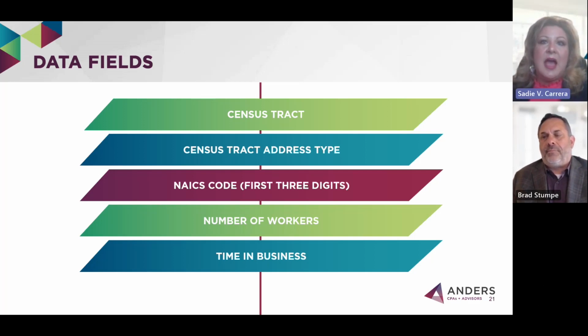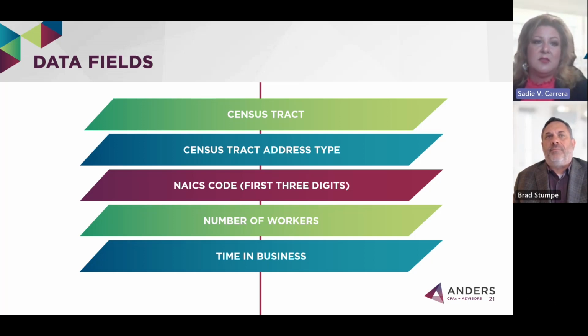The next is the NAICS code, or the North American Industry Classification System. We're going to be reporting the first 3 digits of this code, or what is referred to as the subsector code. They also want us to report the number of workers of the business. So how do we obtain this information? Well, we're going to ask the applicant.